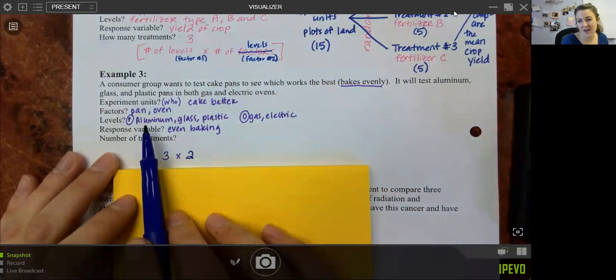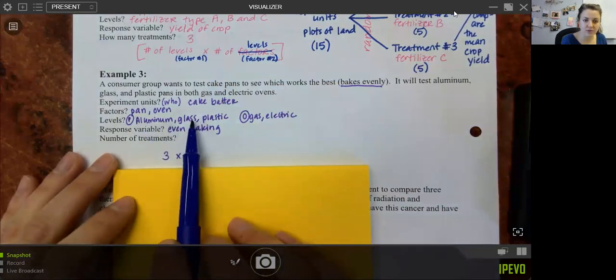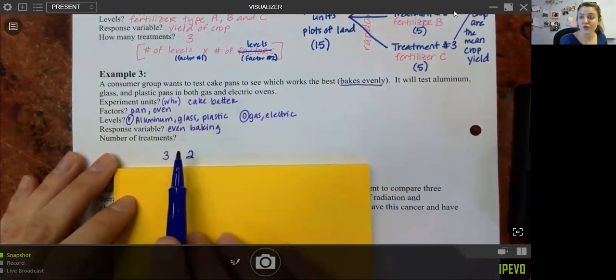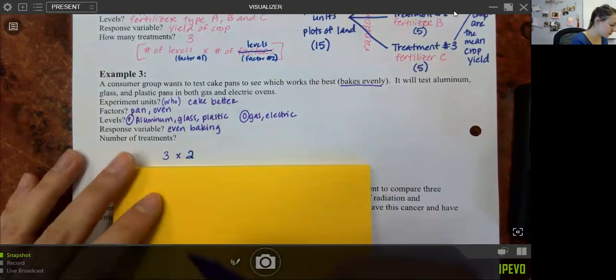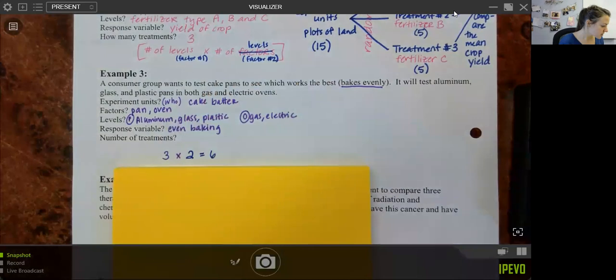You might notice a common mistake here is that people just add up. They'd say, oh yeah, there's 1, 2, 3, 4, 5. So there's going to be 5 treatment groups. No, the number of treatment groups is the number of combinations. 3 times 2 is going to give us 6. Okay. So there are going to be a total of 6 different treatment groups.